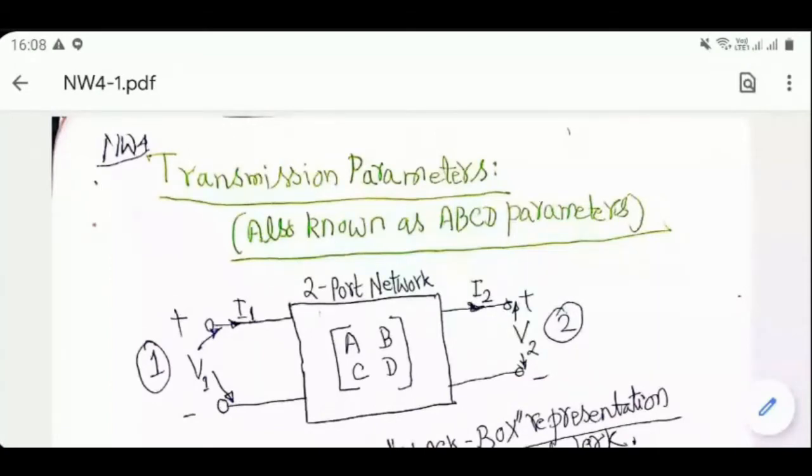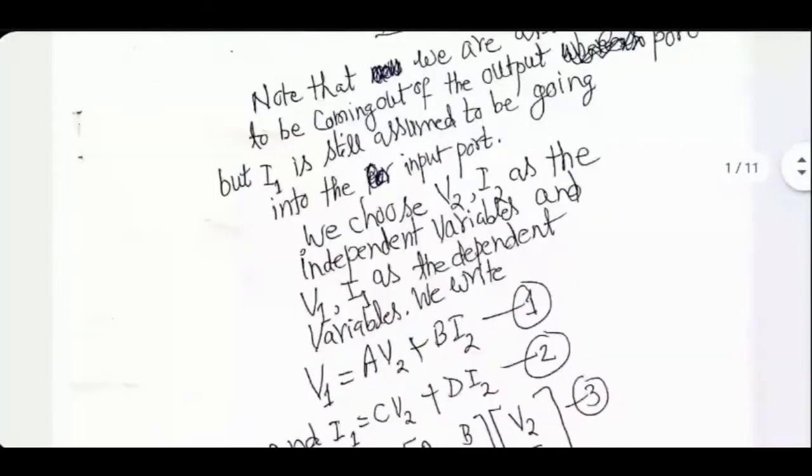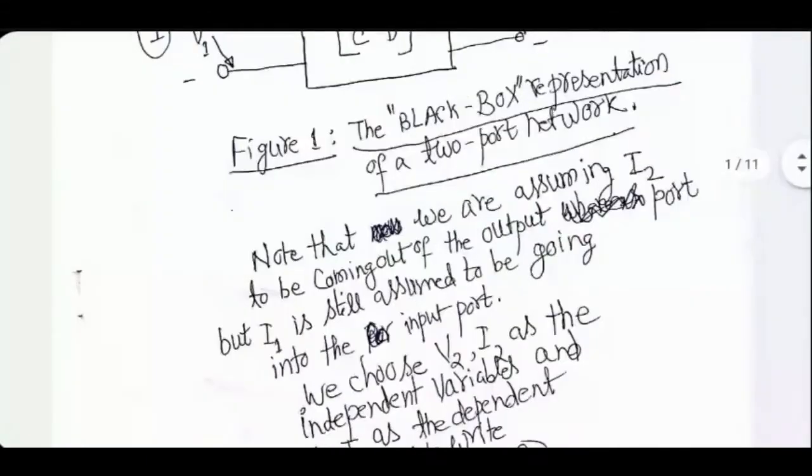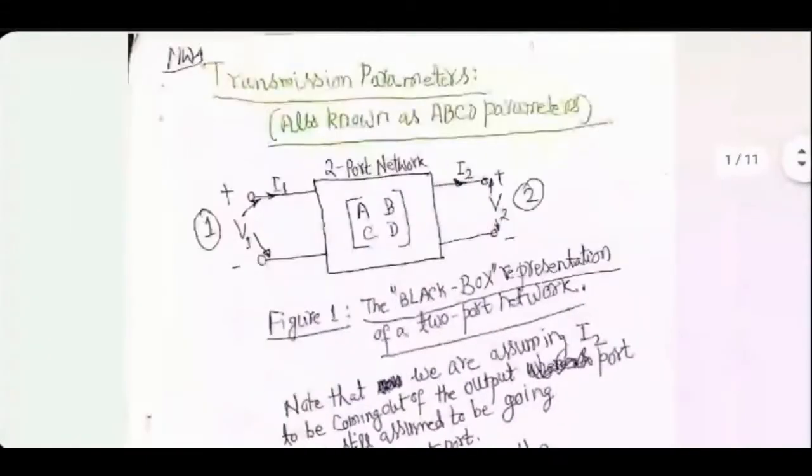There's another possibility also that you could use variables relating to port 1 as independent and those relating to port 2 as dependent. That possibility leads to another kind of parameters. But the standard technique for ABCD parameters is that we choose V2, I2 as independent variables and V1, I1 as dependent variables. Other thing in this case is that now, although I1 is still going into the port, I2 is assumed to be coming out of the port. That's the difference here.